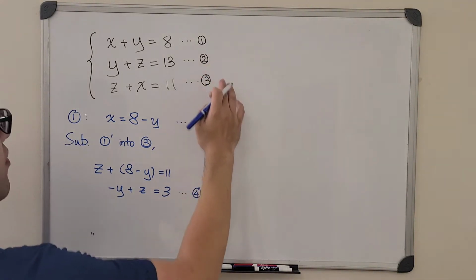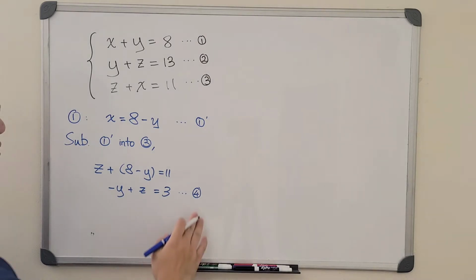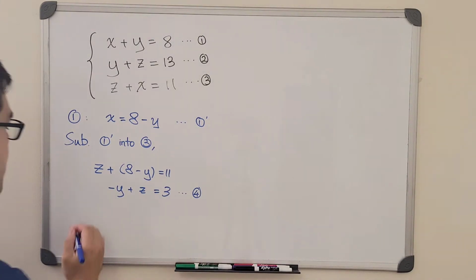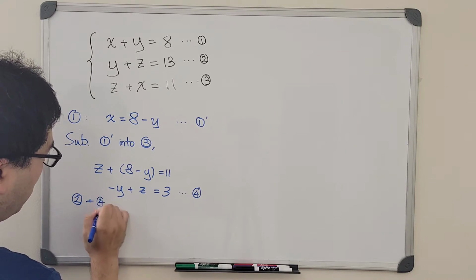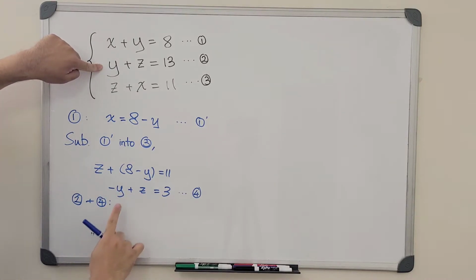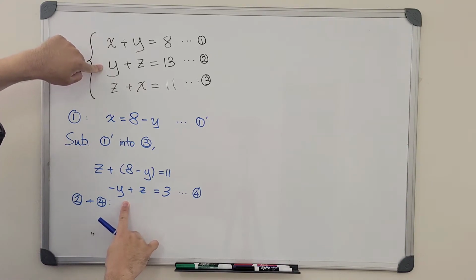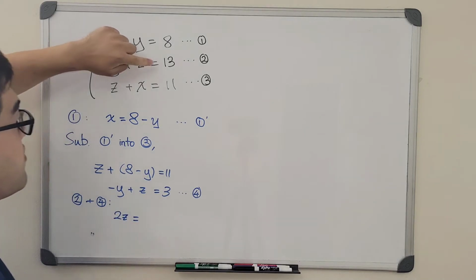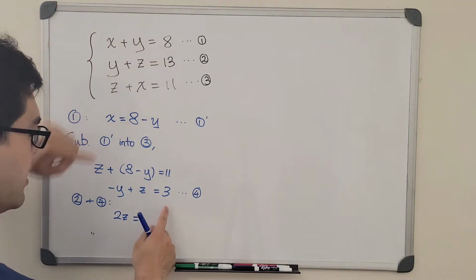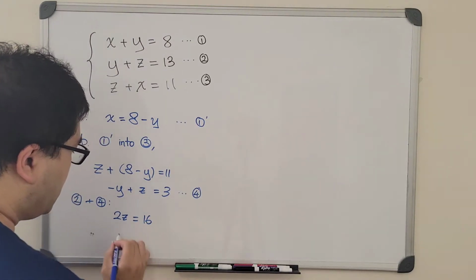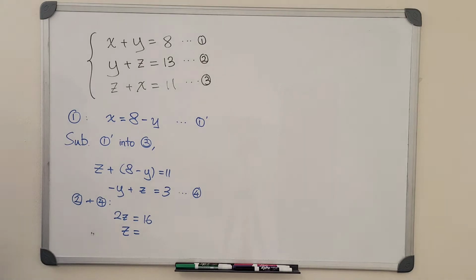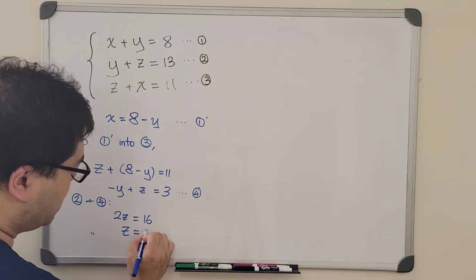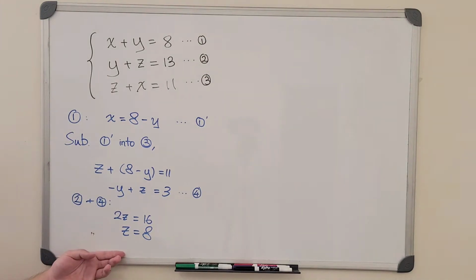Then we can now combine the second equation and the fourth equation that we have. If we add them together, we will get the following. Notice that we have y plus a negative y, which cancels out, and we have z plus another z giving us 2z equals the right hand side, which is 13 plus 3, giving us 16. And we now just divide both sides by 2 to get z equals 16 over 2, which is 8. Great! We finally got the solution for one of the variables.